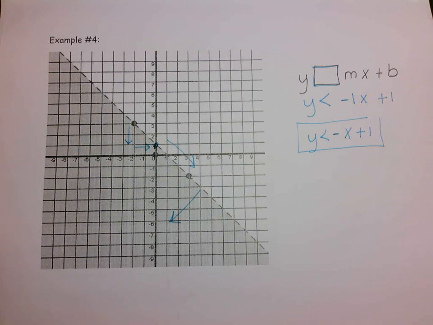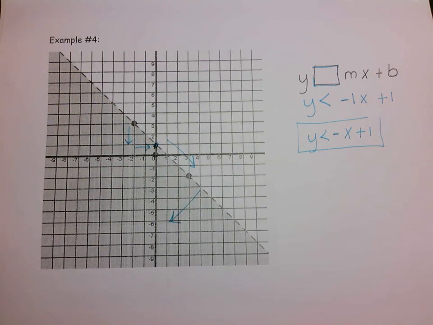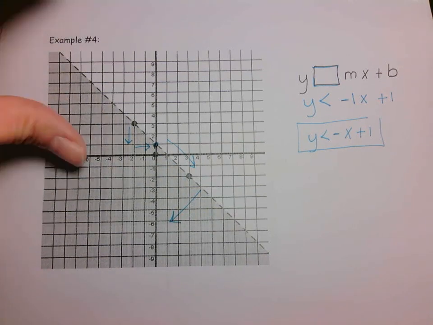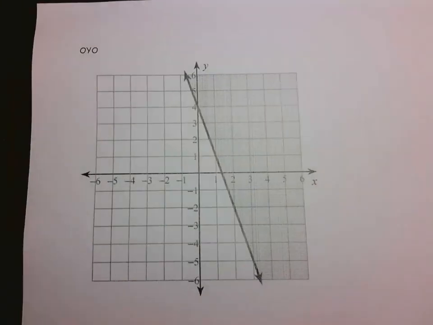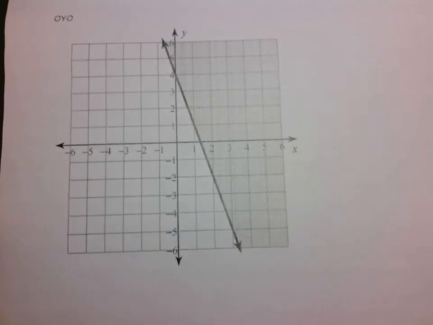And you can grab some test points to make sure that this is correct. So for example, the origin, 0, 0. Here the origin is inside the shaded region, so plug the coordinate point 0, 0 into the inequality and make sure that it makes the inequality a true statement. Okay, so go ahead and hit pause and create an inequality that describes this graph.